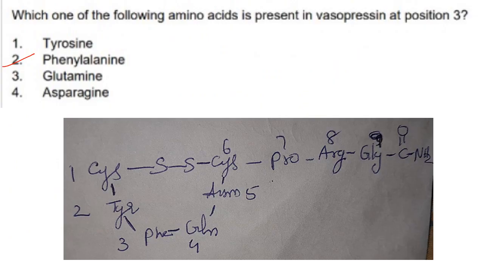Then next one. Which one of the following amino acids is present in vasopressin at position 3? It is phenylalanine, and vasopressin is an antidiuretic hormone. So this is the structure of vasopressin. You can see phenylalanine at position 3. The cysteine residues at positions 1 and 6 are joined by a disulfide bridge. These are the rest of the amino acids. So the amino acid at position 3 is phenylalanine.